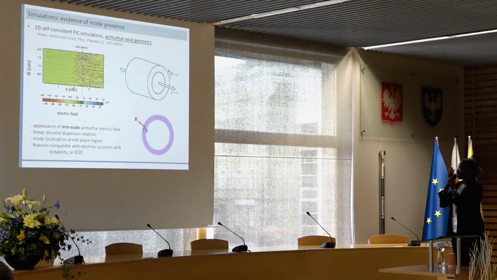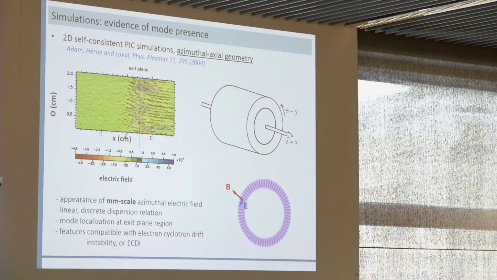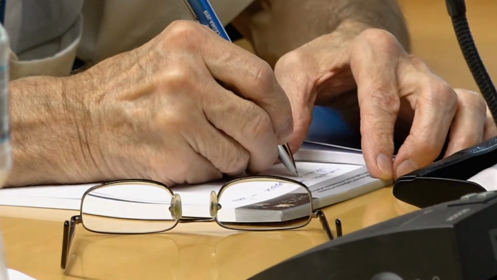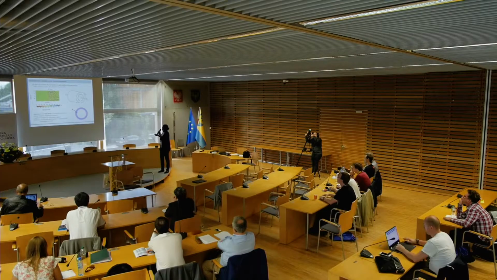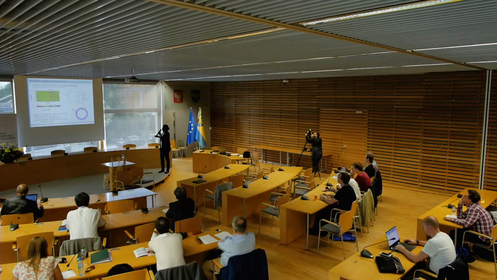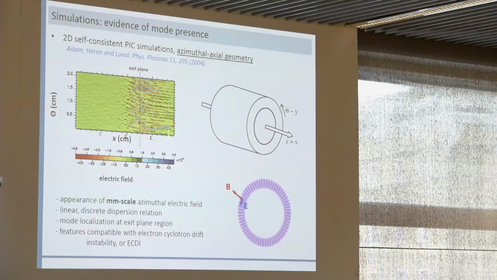So there are some relatively recent simulations that were performed by my colleagues at École Polytechnique. These were 2D self-consistent simulations of the thruster plasma, 2D azimuthal-axial simulations. And the key finding that they obtained in these simulations is that in the normal thruster geometry, with this fast azimuthal electron drift, this is enough to excite a certain type of wave at the exit plane region.